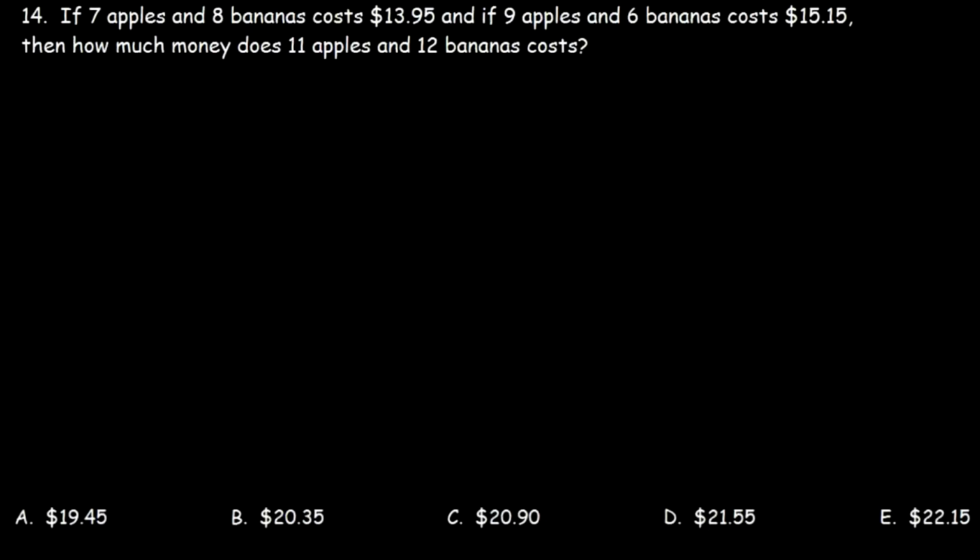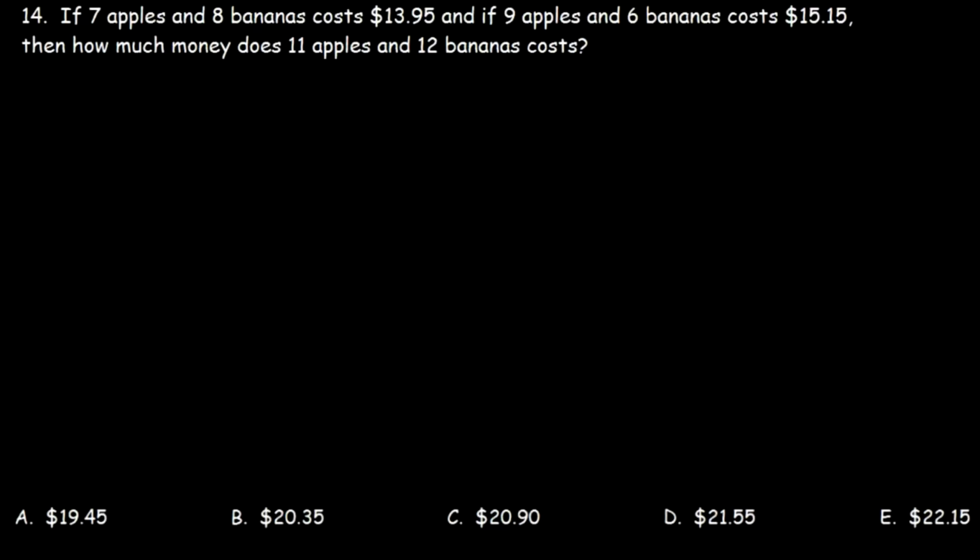Number 14. If 7 apples and 8 bananas cost $13.95, and if 9 apples and 6 bananas cost $15.15, then how much money does 11 apples and 12 bananas cost? So go ahead and take a minute and work on this problem. Now this question is very similar to the last problem. Notice that we can write two equations to solve for the cost of each apple and banana. And then using that, we could find out how much money 11 apples and 12 bananas cost.